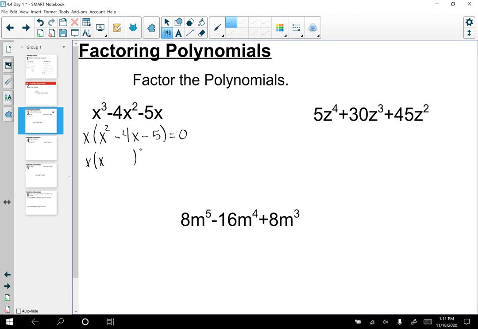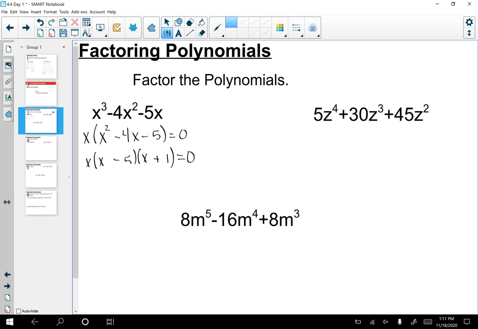An x and an x, split those up, and then I only have one option for 5, so I'm just going to go ahead and do 5 and 1. And that gives me a 5x and a 1x. So how with 5x and 1x do I get negative 4x? Well, I need a negative 5 and a plus 1. So I'm going to go ahead and add in those signs. Remember, this is set equal to 0 as always.